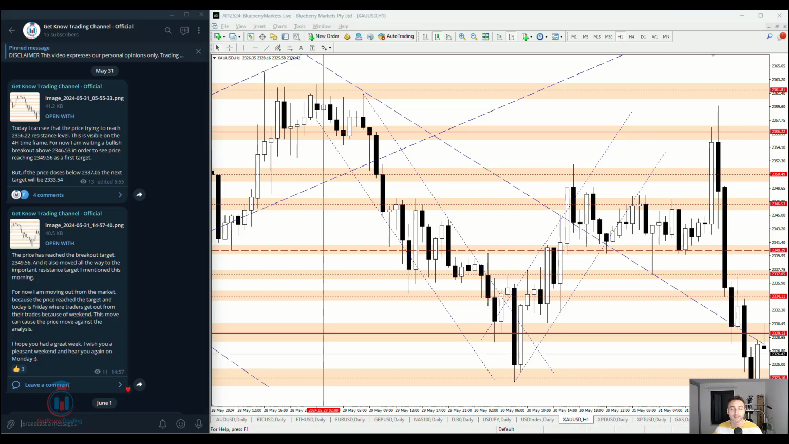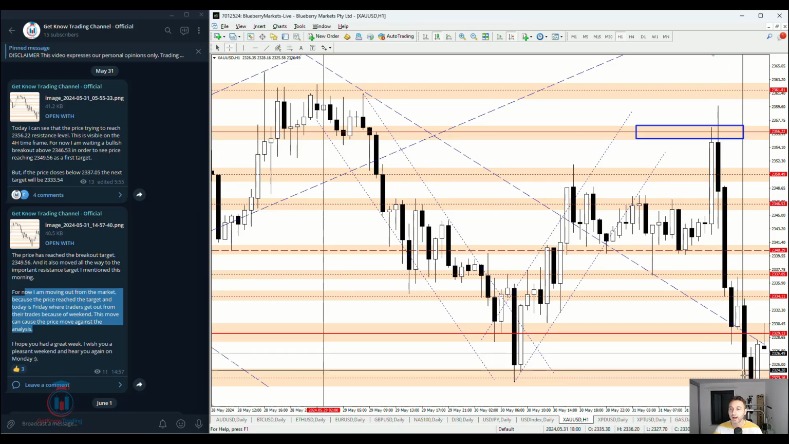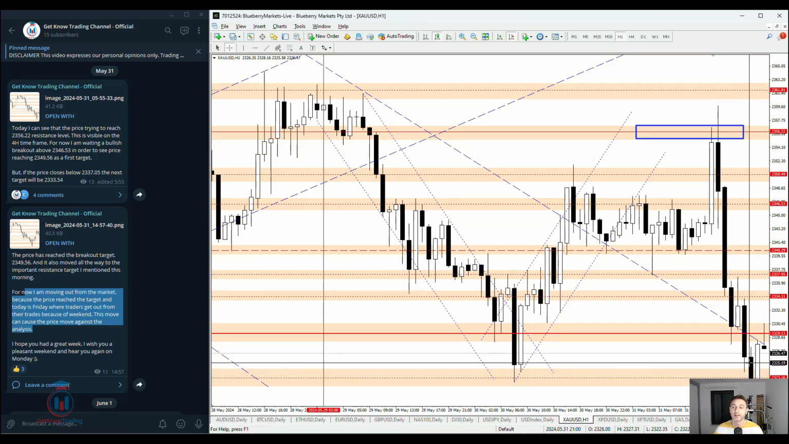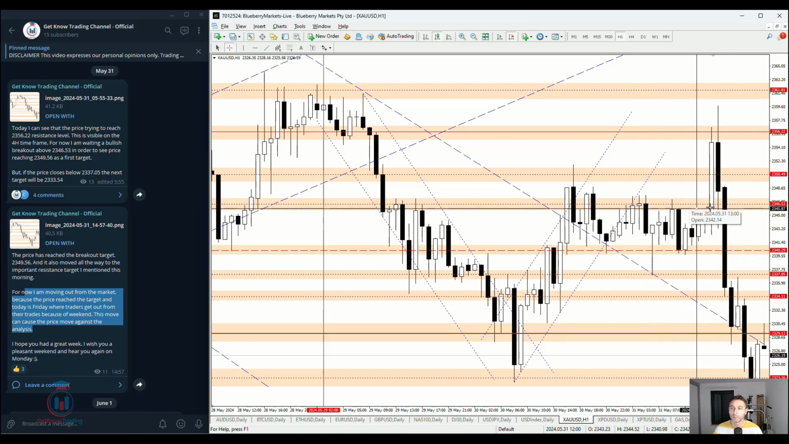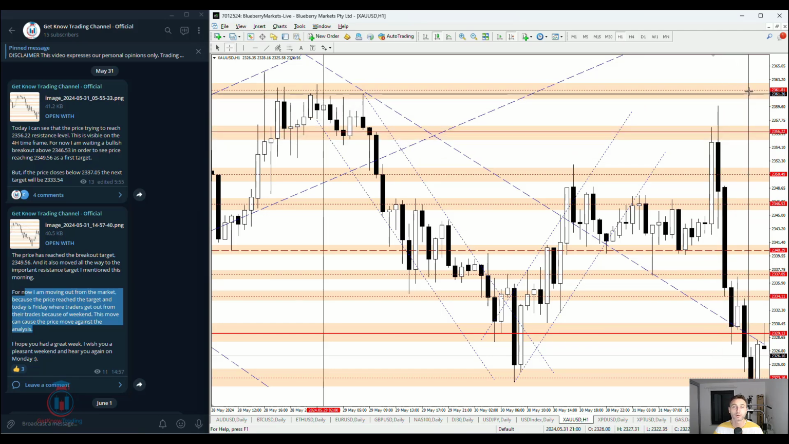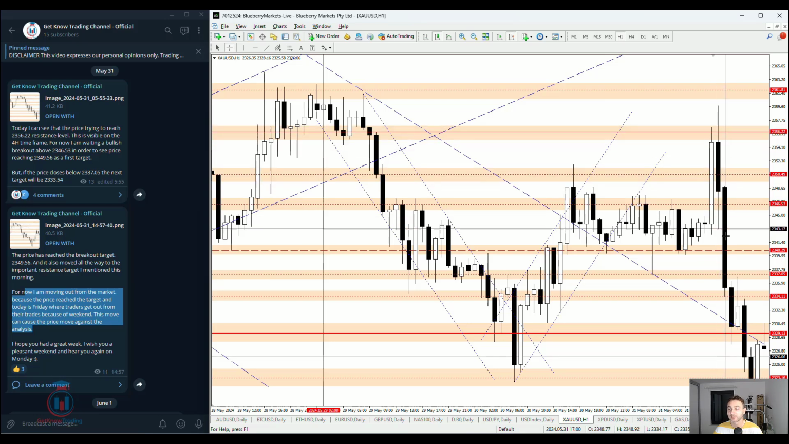And then after that, on a Friday, I am moving out of the market because the price reached the target, and today is a Friday where traders get out of their trades because of the weekend. This move can cause the price to move against the analysis. So when the price reached the target 2356.22, the price returned all the way down, and this was on a Friday when the price sometimes reacts against the analysis, because we can see a bullish breakout and it was expected that the price could continue to rise in value, but when the price reached this target, the price went all the way back down.